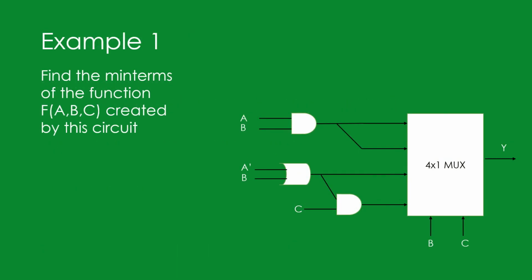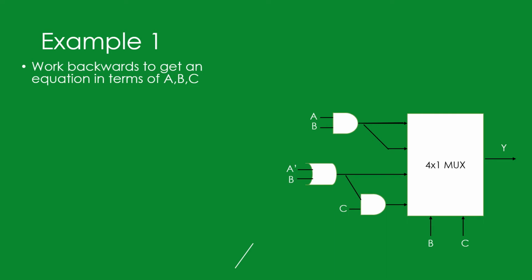Let's take a look at this example circuit. It's a 4 by 1 MUX with some gates preceding the inputs to the MUX. We're asked to find the minterms of the function created by the circuit. In other words, what combinations of A, B, and C will make Y a 1? Let's work our way backwards, starting from the end.